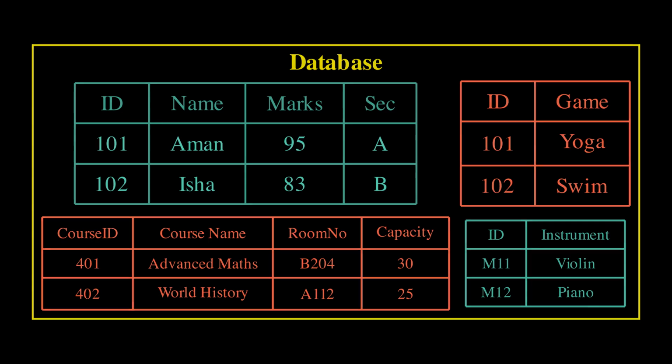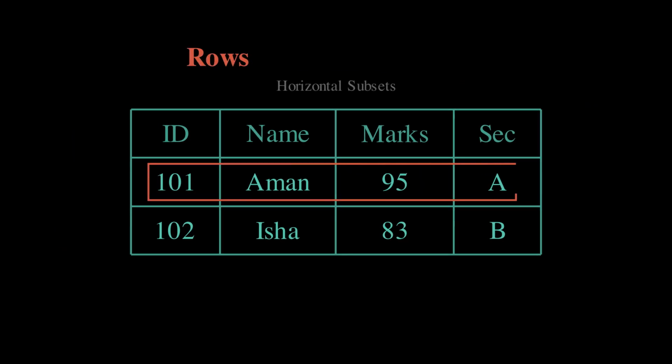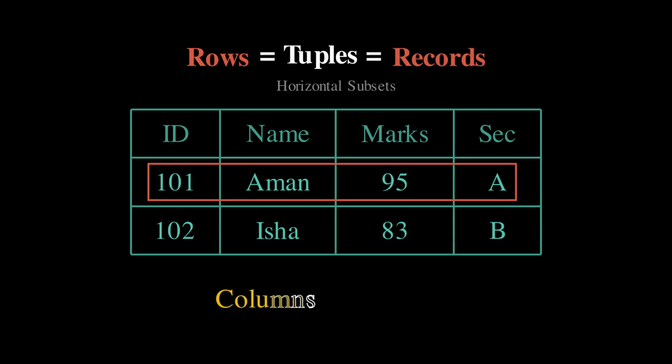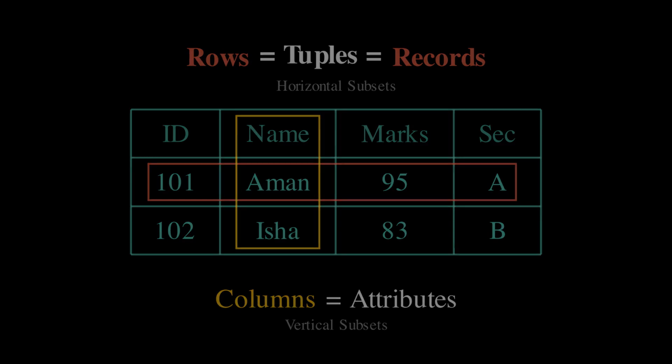A database is a collection of tables, and each table is like a grid of rows and columns. Rows, the horizontal subsets, represent tuples or records, and columns, the vertical subsets, represent attributes. Knowledge of this will be tested directly or indirectly.